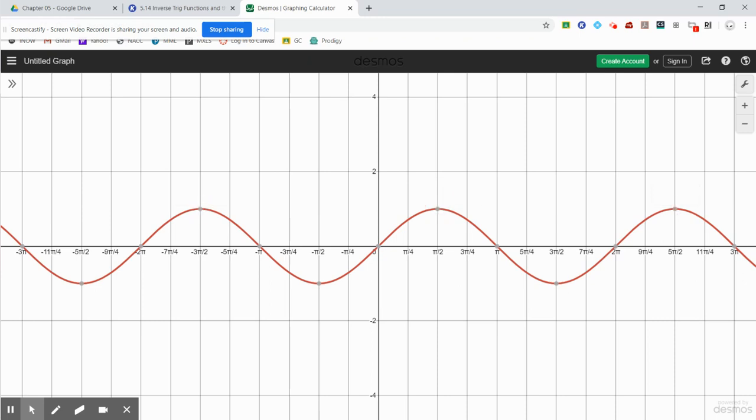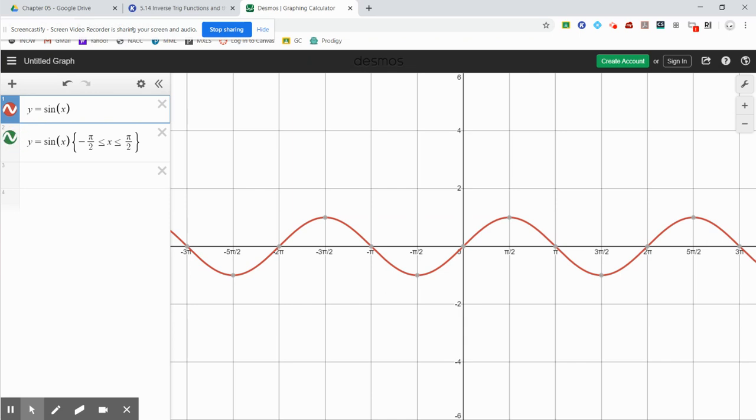And here we see just 3 of them. So what are we going to do? We're going to restrict our domain. We're going to say, okay, we're going to cut part of our graph off, and we're only going to allow our inverse sine values to equal a certain domain here. And here's how we're going to do it. This is the restricted domain for sine.